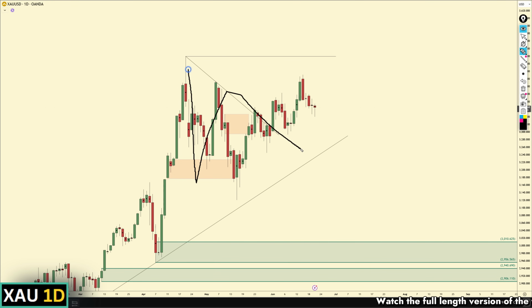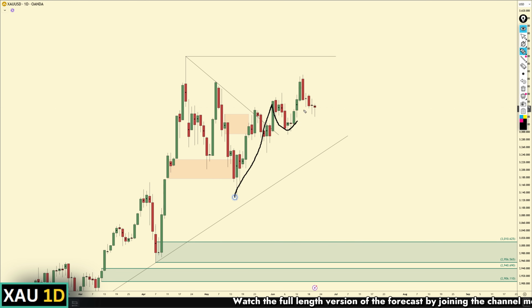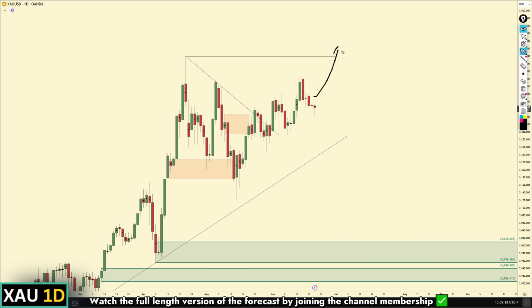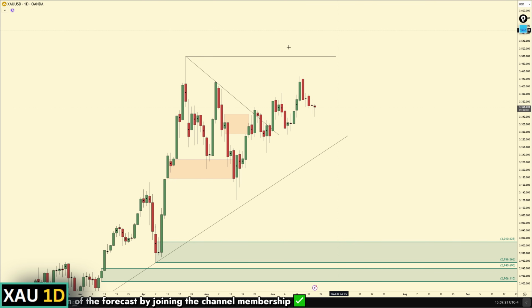So you can see we had a downward trend line. That trend line was removed. Now we have a lot of upward momentum as we potentially push to the all-time highs again on gold. I don't know. To me, it looks like there's some sort of flag pattern here.